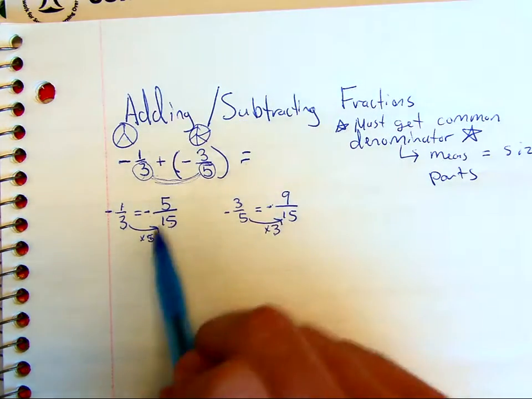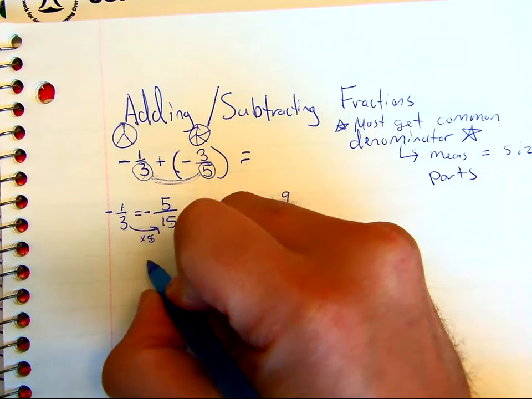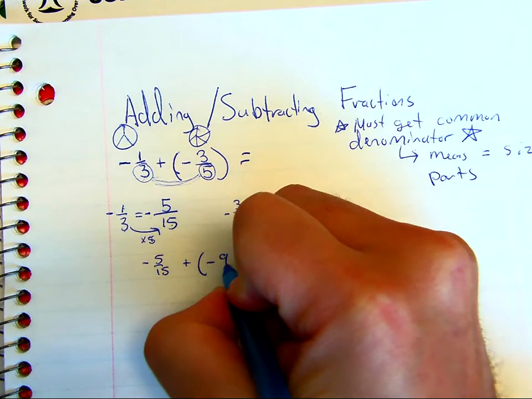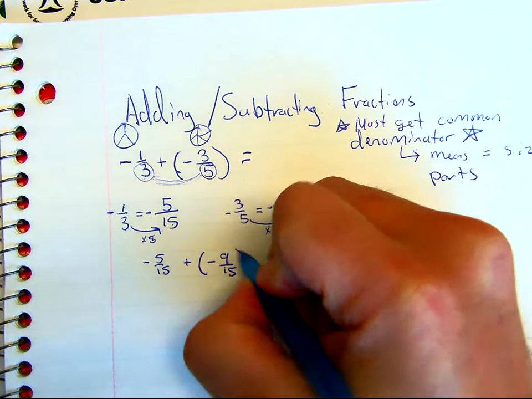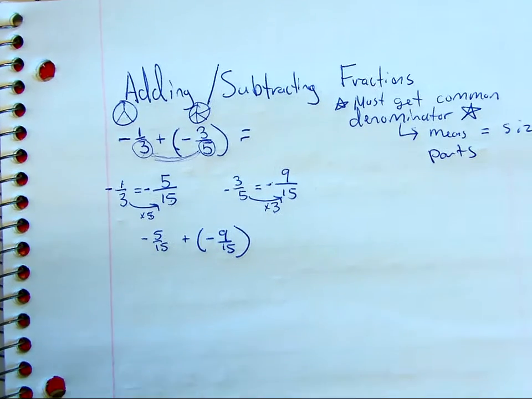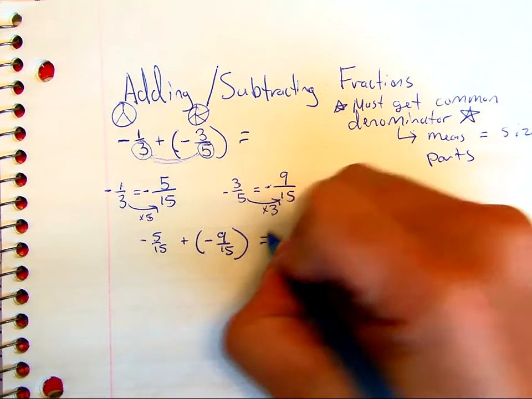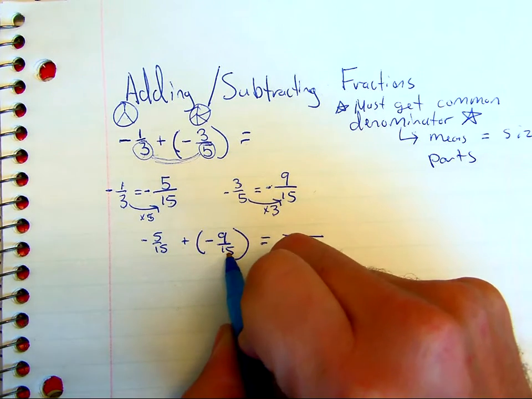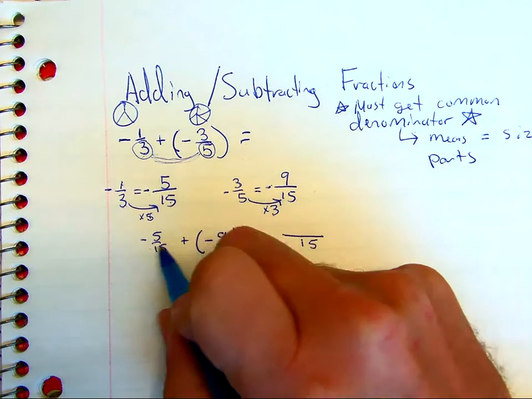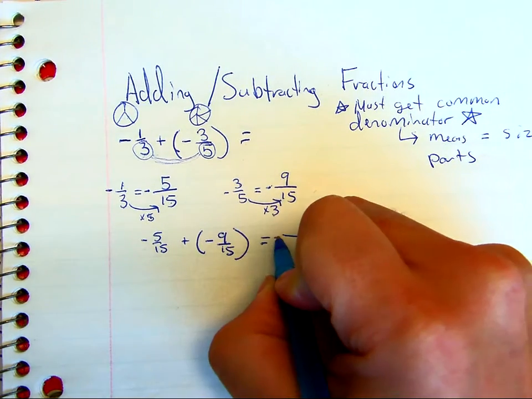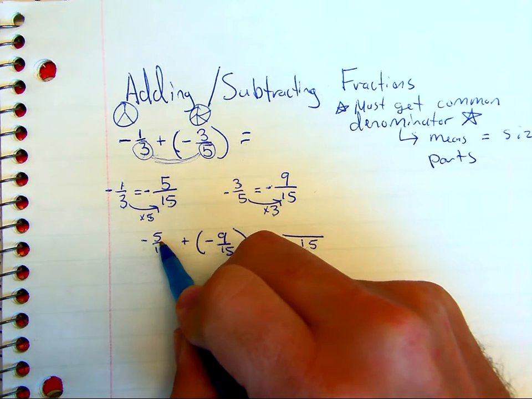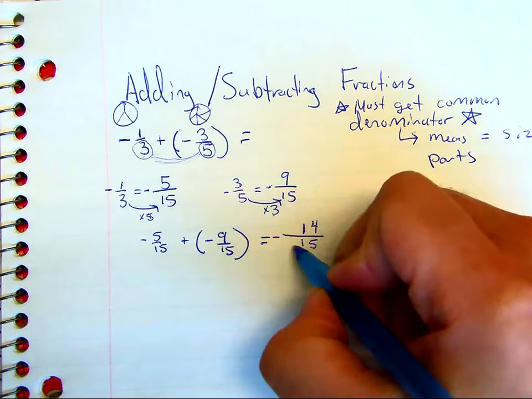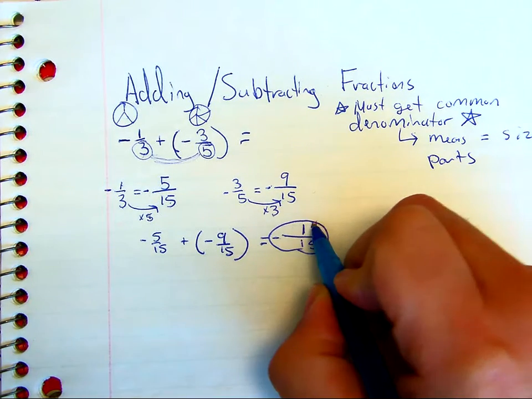Okay, so now since I have them both as 15ths, I can solve the problem out. It's negative 5/15 plus a negative 9/15 here. My denominator is just the size of the pieces. It's how many it would take to make up one whole, so that's not going to change. And a negative plus a negative is going to stay negative. So 5 and 9 is going to make 14. So my answer is negative 14/15.